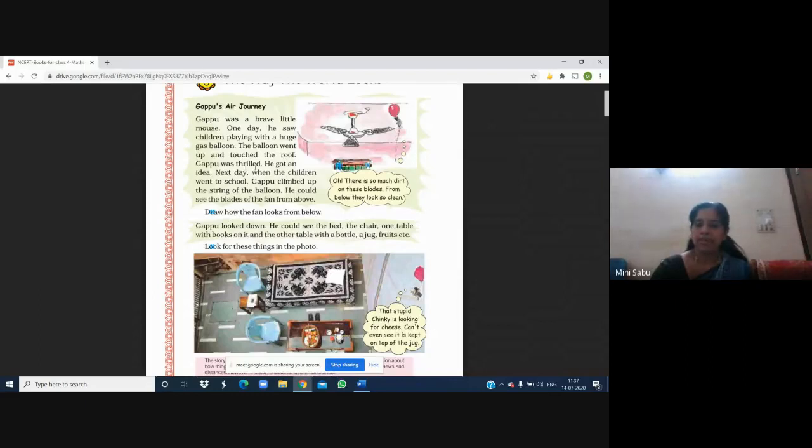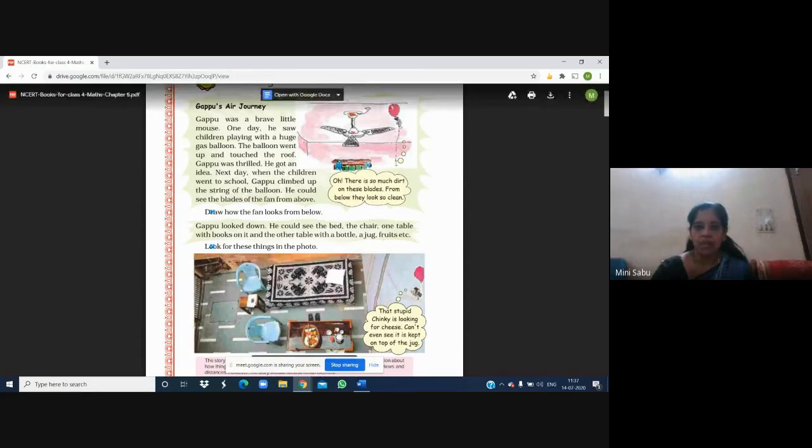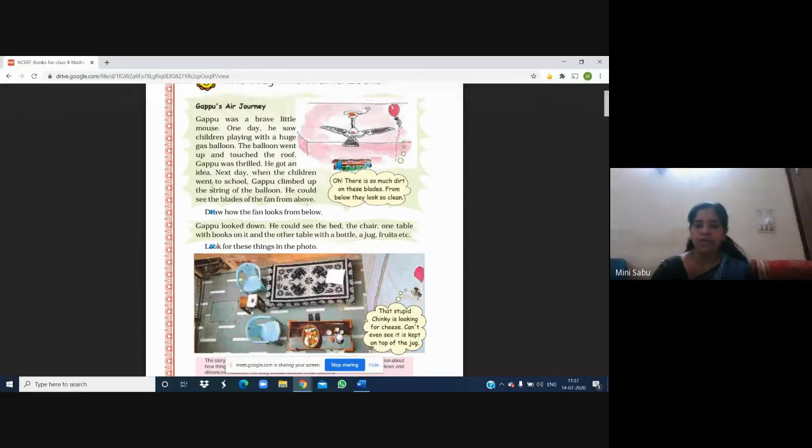Gappu was thrilled. Gappu was sitting somewhere in some corner of the room and watching the balloon. He got an idea. Next day, when the children left the balloon there and went to school, Gappu climbed up the string of the balloon and reached the top. From the top he could see the blades of the fan.